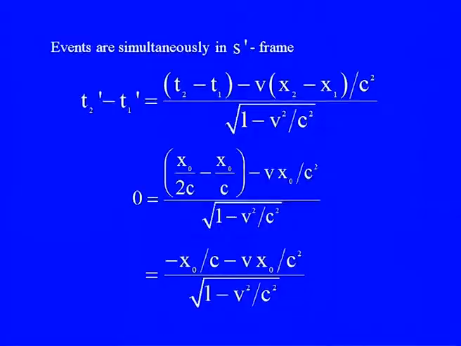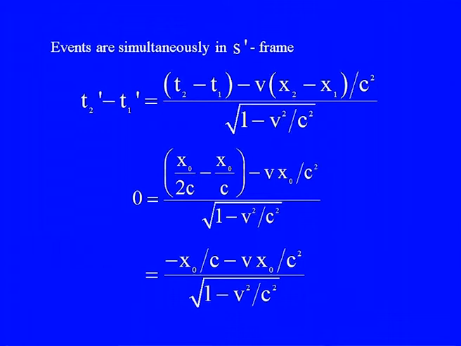Let's look at the time intervals as seen from the S frame and the S prime frame. Since the events are simultaneous in the S prime frame, t2 prime minus t1 prime is 0. If you look at the second equation, in the numerator you put in the times that we had for the events in the S frame, and also the difference of their positions, and divide it by the square root of 1 minus v square by c square, v being the velocity with which the S prime frame is moving with respect to the S frame.